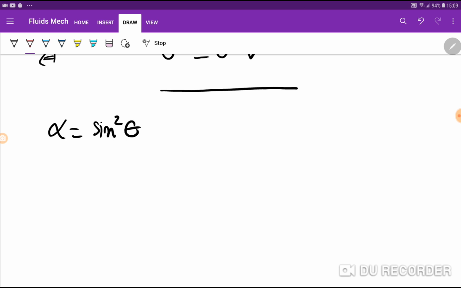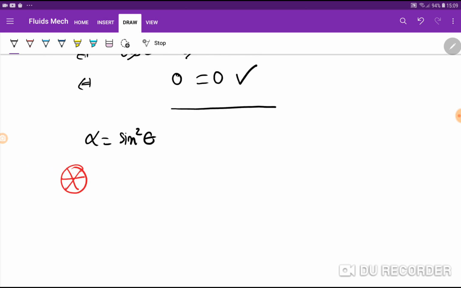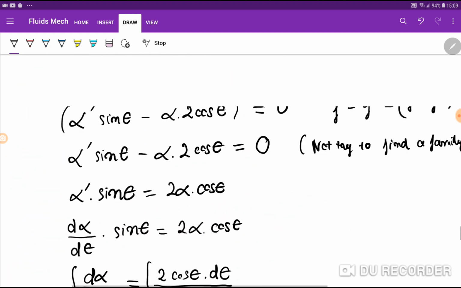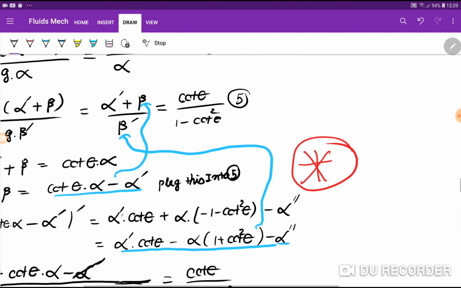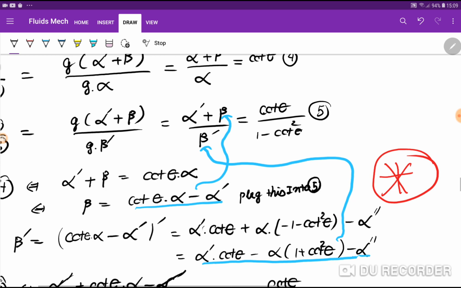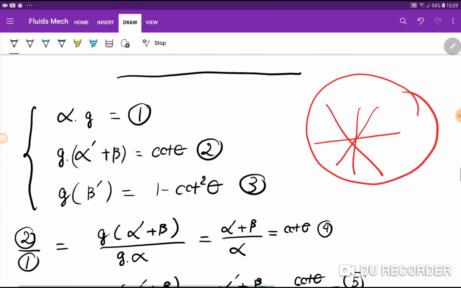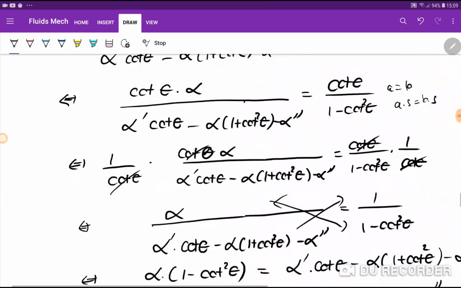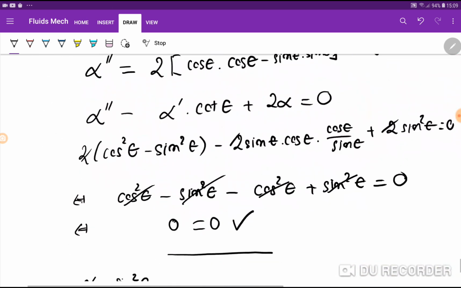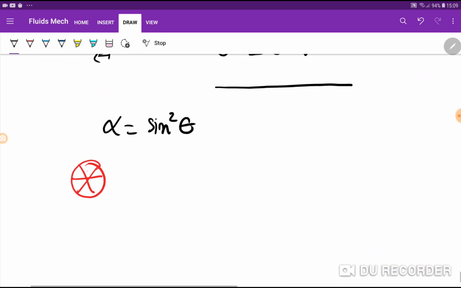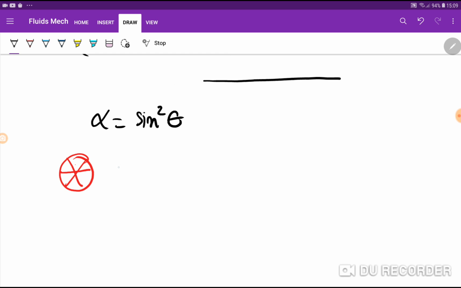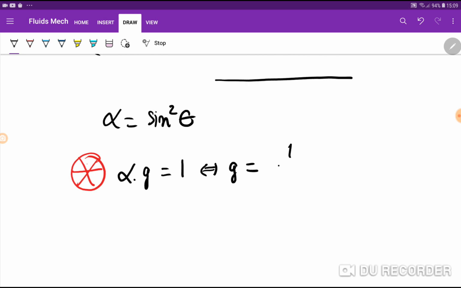Okay, so the first British flag, I'm gonna use the first one. Okay, this one. I'm gonna find chi. So what do you have? You have alpha times chi equal 1, right? So what does chi equal? Chi will equal 1 over sine squared theta.